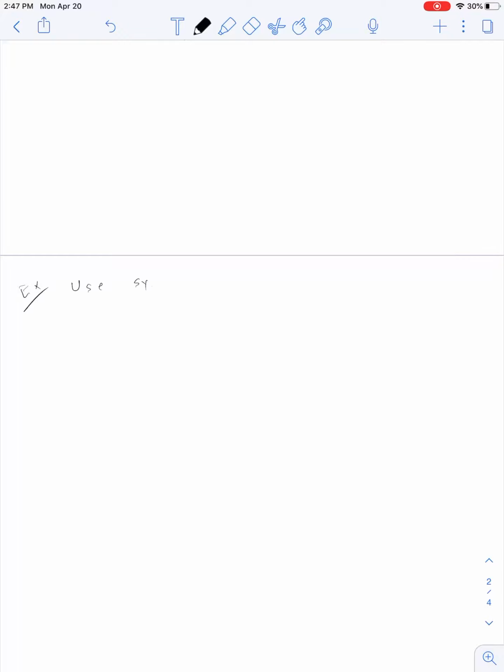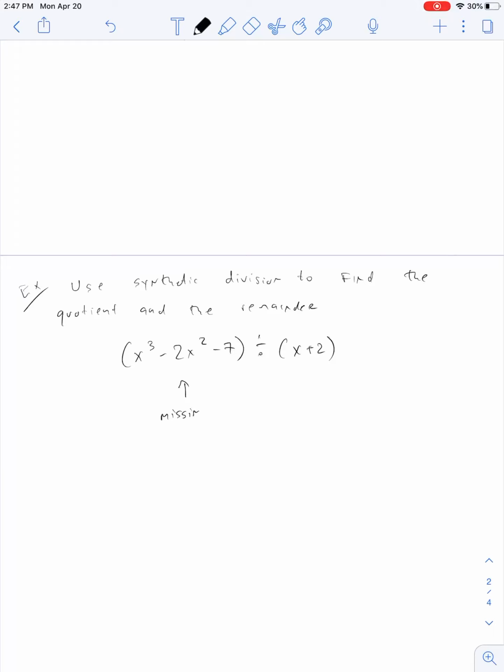Here we want to use synthetic division to find the quotient and the remainder. We have x to the third minus 2x squared minus 7, dividing it by x plus 2. One thing that we see here is that this is missing just x. So we want to rewrite it as x to the third minus 2x squared plus a 0x minus 7.